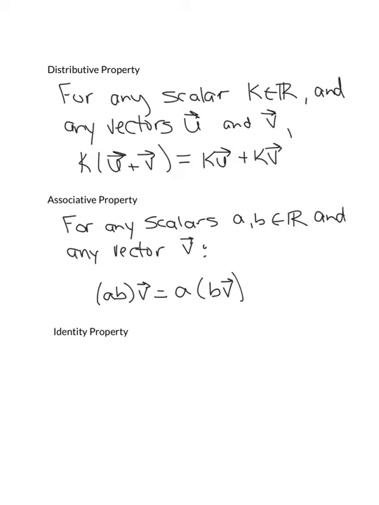The last property that we're going to be talking about probably will seem very silly and obvious to you, but we're going to put it here anyways in case you ever need it. So the last one is the identity property. For any vector v, 1 times that vector v is just equal to that vector v.